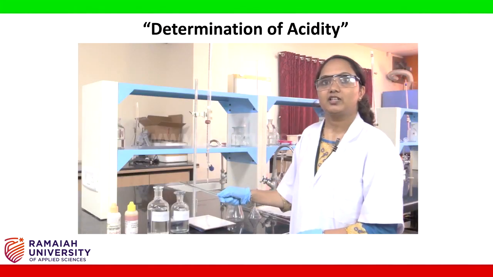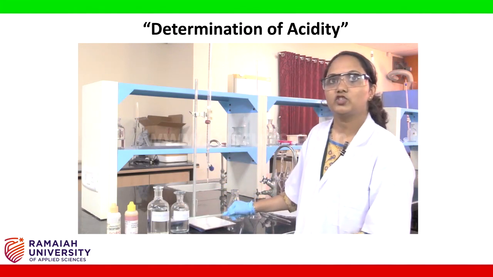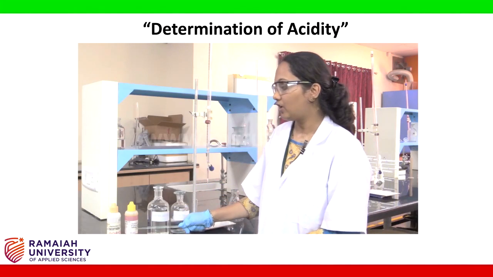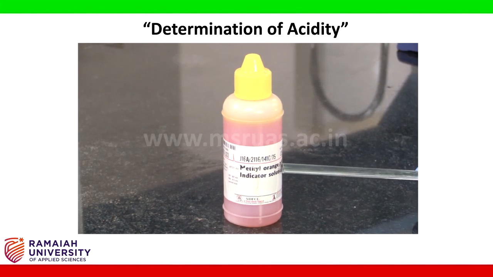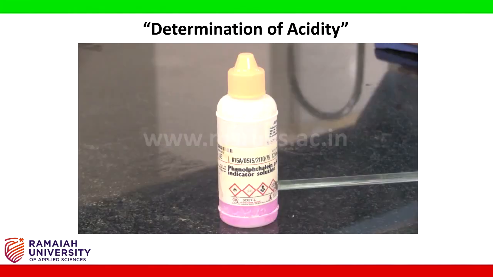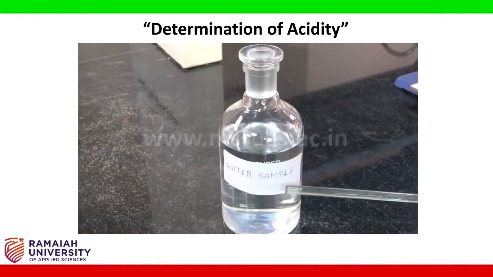The reagents required for the experiment are 0.1 normal NaOH, that is sodium hydroxide, that is to be taken in the burette for the acidity test. We require methyl orange indicator. When we add this to the sample, the color changes to orange. We require phenolphthalein indicator, which is used mainly to neutralize the hydroxyl ions. And then the water sample. This is the water sample that is to be taken in the conical flask for the acidity test.